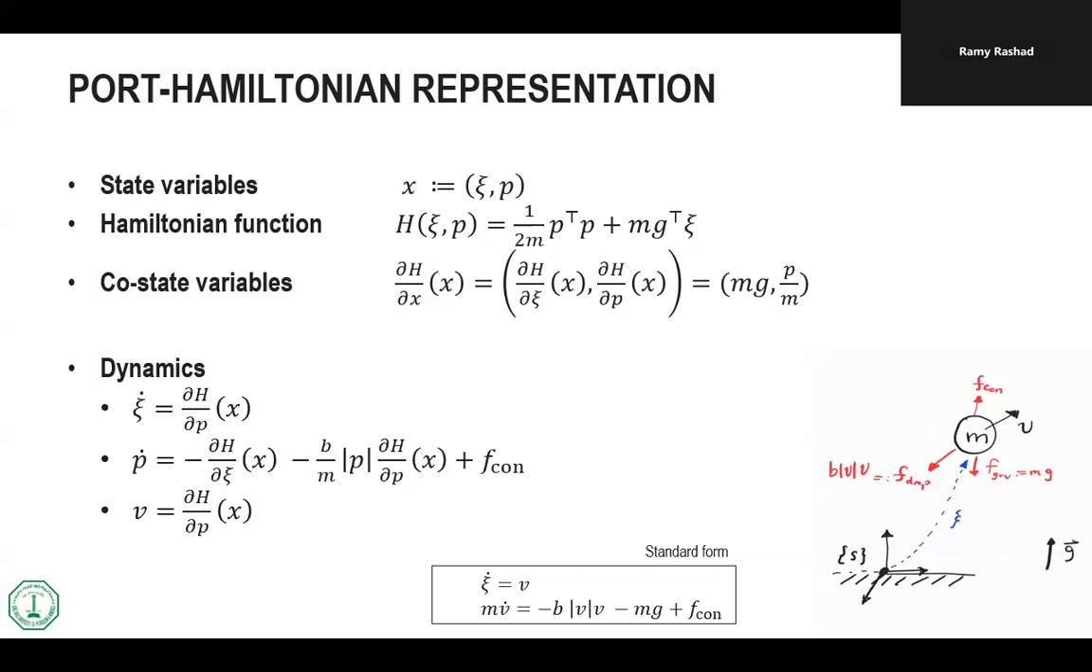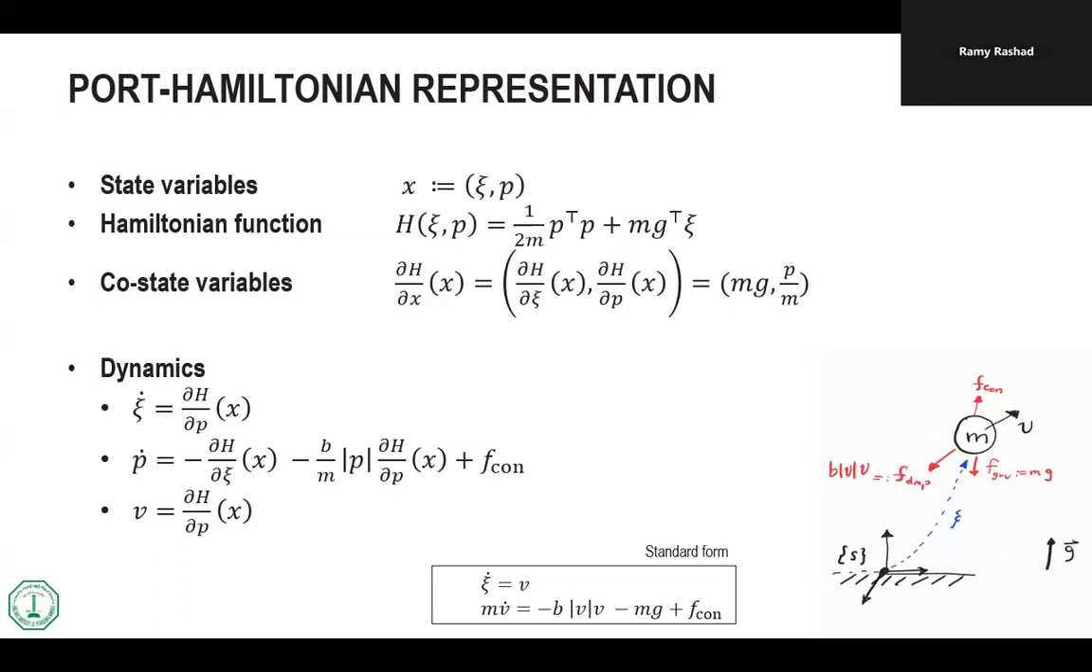This term was equal to b multiplied by the norm of v multiplied by v. We can rewrite it in terms of, instead of the norm of v, the norm of p over m. And the v itself can be partial H by partial p, which is the gradient of H with respect to p. The control part is the same. And the output velocity that corresponds to this F, the control force, is simply partial H by partial p. We just have this as an extra output equation.